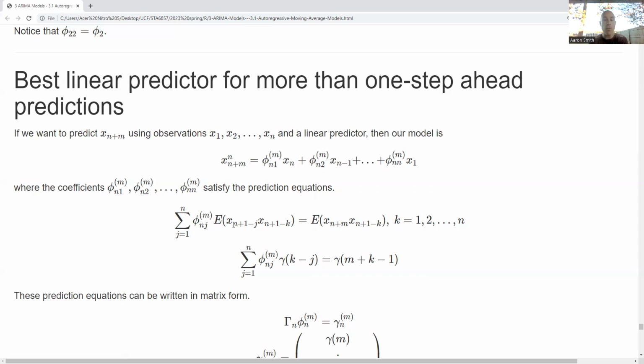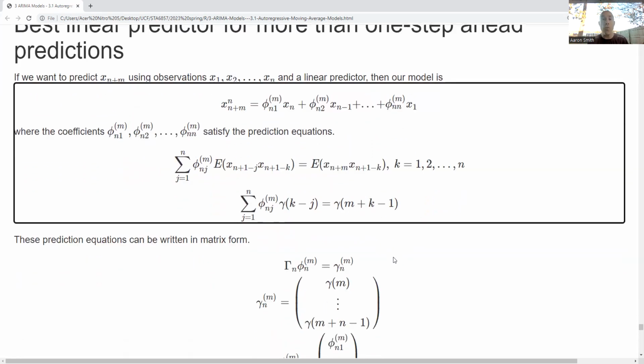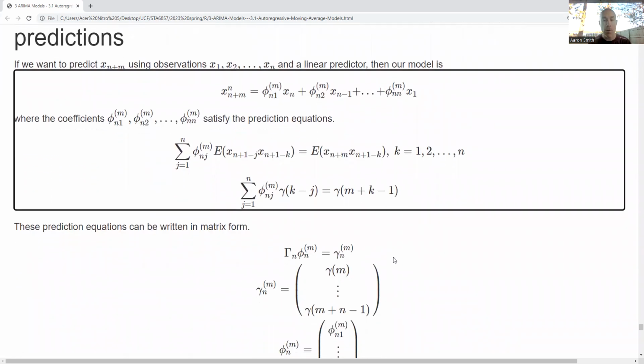If I subtract the subscripts from each other, I can see that the difference in subscripts is equal to k minus j. If I subtract the subscripts, I can see that this is the covariance for m plus k minus 1. Okay, so what we're going to do is we're going to set them equal to each other. That gives us new equations to work with. Let's go ahead and write those down, and let's put it in matrix format.